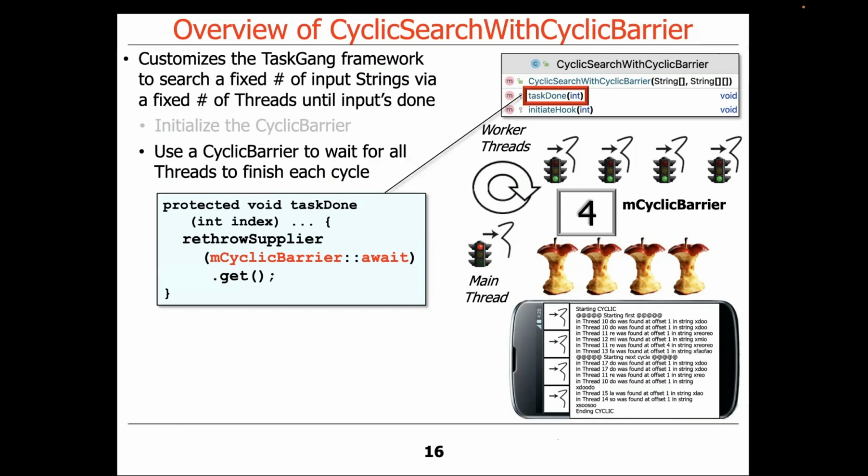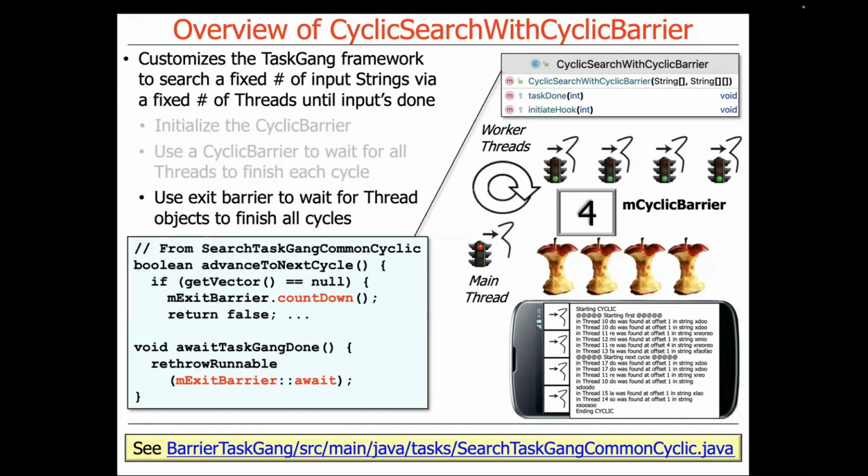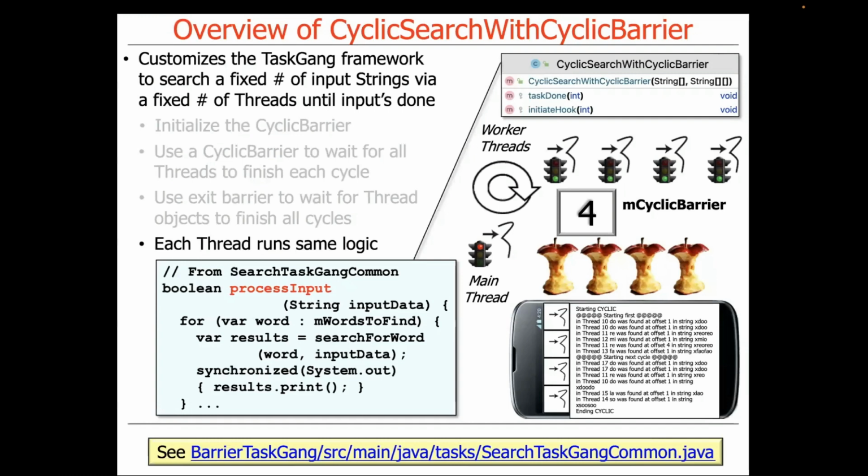So the await call here will be called by all the threads, and no thread can make forward progress until they're all calling await, so they all have reached that particular point. And then we use the exit barrier that is defined as part of the SearchTaskGangCommonCyclic superclass in order to count down if there's nothing left, if all the input is done, and then have the main thread await when it has a chance to continue because all the threads are done processing the cyclic information. Once again, each thread runs the same logic of processing the input. This is not changing. It's all pretty much the same.